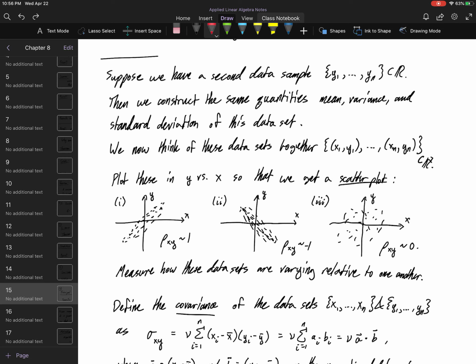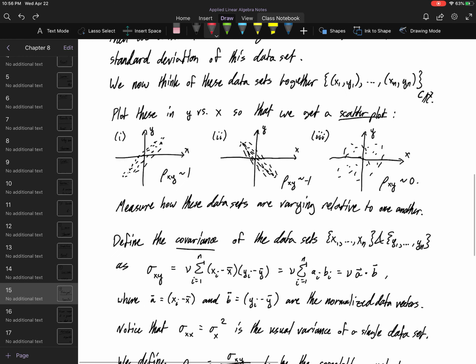So suppose that we had not 1 but 2 data sets, the same size as before. We effectively think of this as running 2 experiments and collecting the same number of samples off of each experiment. Then what we'd like to do is construct the same quantities of mean, variance, and standard deviation of the second set, but compare that second data set against the first. So this is a correlation data set. We're trying to figure out how these two data sets vary with respect to one another.